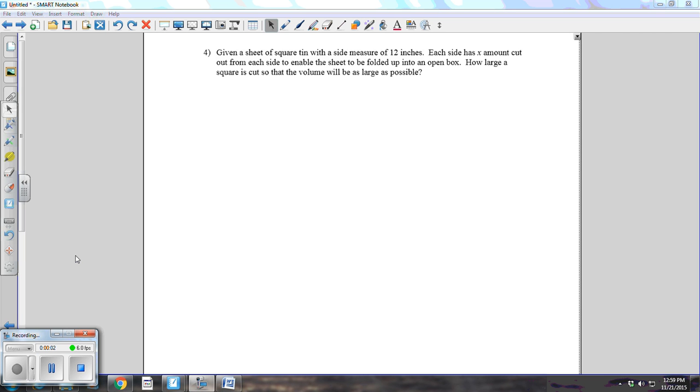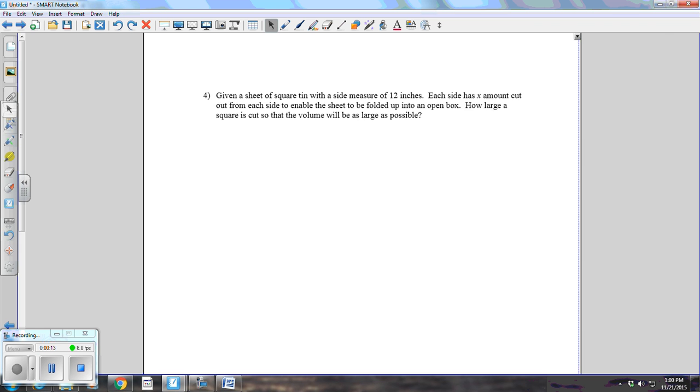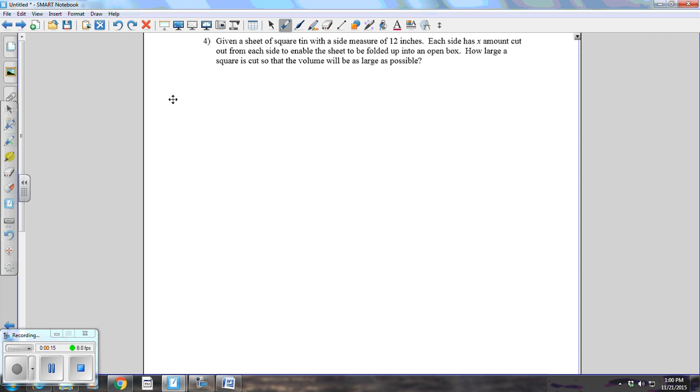Problem number 4. In this problem, we've been given a sheet of tin, a square sheet of tin. So I'm going to start with that. This time the picture, instead of not moving the problem, I'm going to start by drawing this imaginary square of tin, like tin foil. And the sides measure 12 inches.